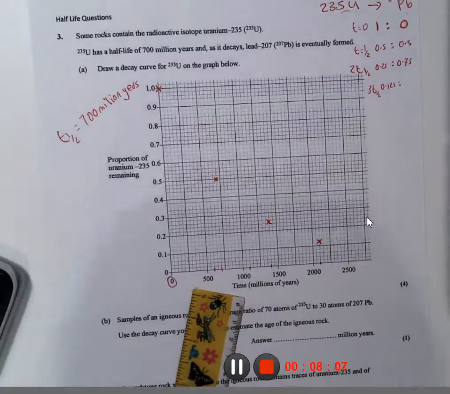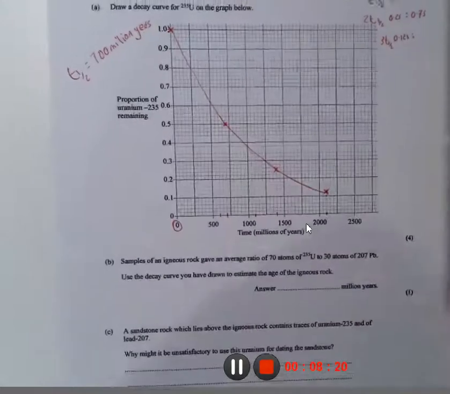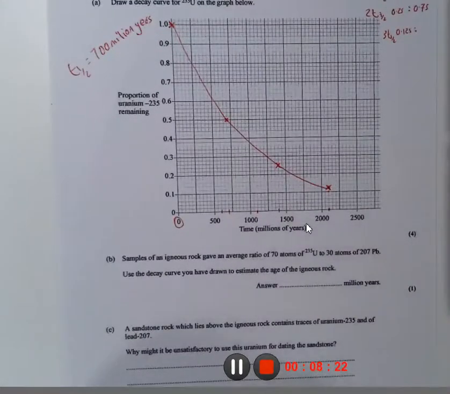Okay. And then we've got to draw the decay curve. So again, turn your page, use your wrist as a pivot, and you make a nice smooth decay curve. And it says use the decay curve you've drawn to estimate the age of the igneous rock.